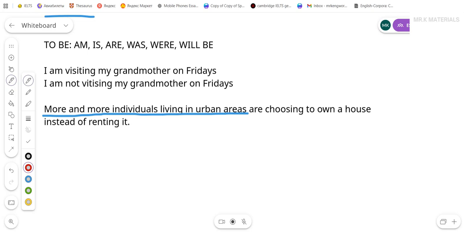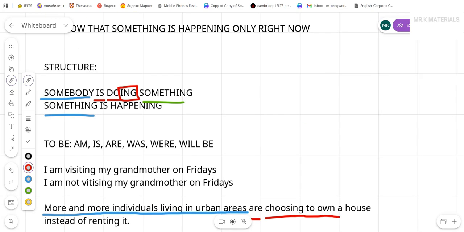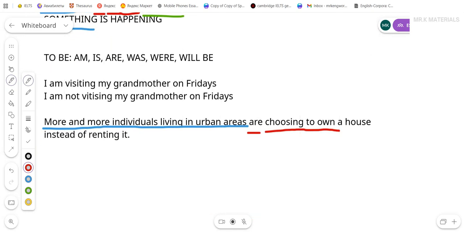Then I have my to be, are. That's great. Then I have my verb, choosing, to own, right? Just as in the example before this. Okay, owning what? A house instead of renting one. What meaning we can extract here? It should be simple, really.